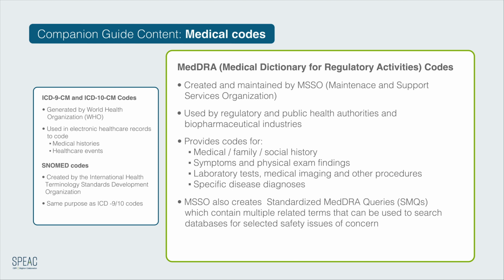MedDRA is used by regulatory authorities and industry to code for several different types of information, including medical, family or social history, symptoms, physical exam findings, lab test results, as well as specific disease diagnoses. The companion guide focuses on providing MedDRA codes for the last category, specific disease diagnoses. In contrast, MSSO creates standardized MedDRA queries, or SMQs for short, which combine terms from many different categories. SMQs are designed to be sensitive and therefore are more suitable for signal detection in pharmacovigilance databases.